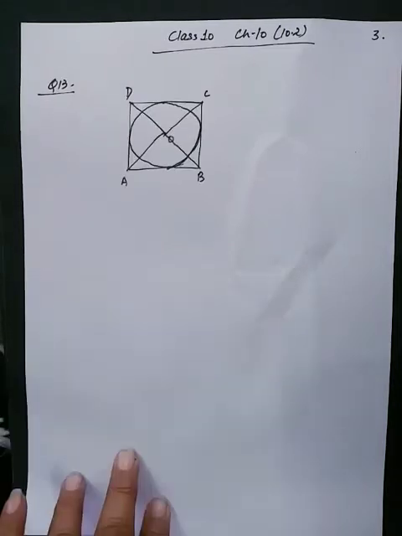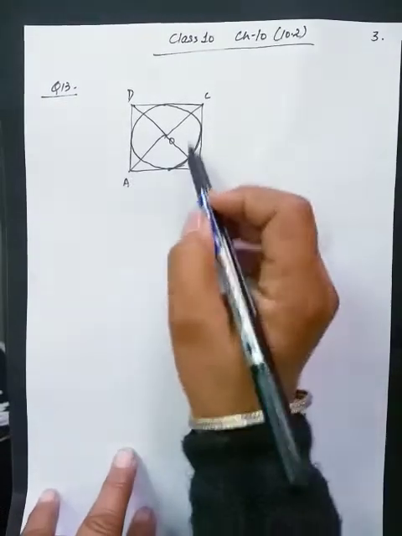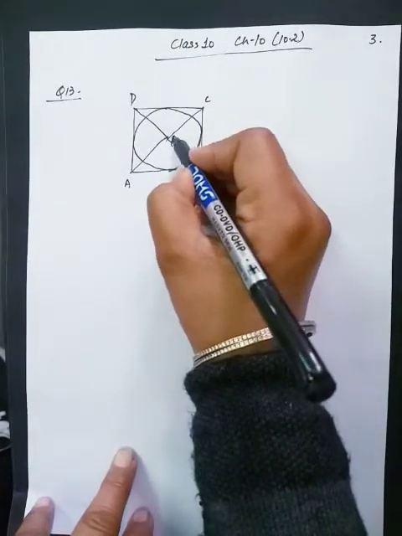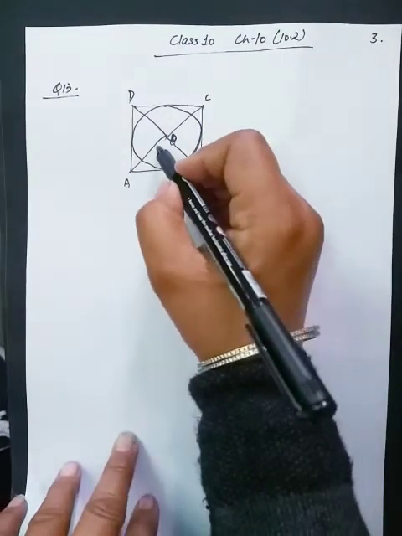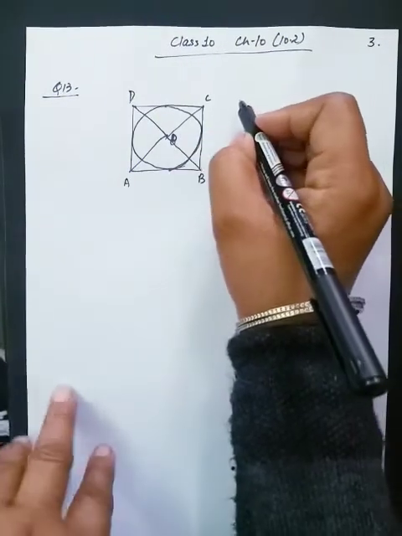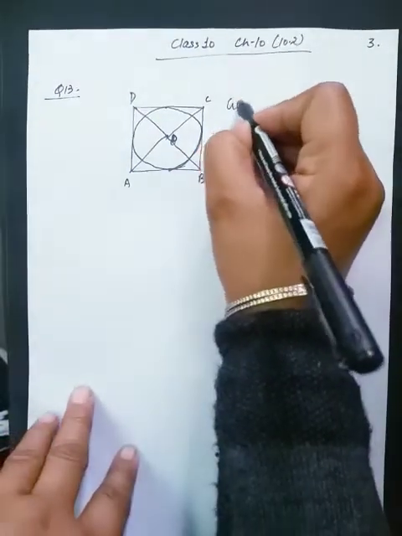Question number 13. Prove that the opposite sides of a quadrilateral circumscribing a circle subtend supplementary angle at the center of the circle. Let us draw the figure for this question. In this question, ABCD is a quadrilateral circumscribing a circle with center O. And we have to prove that angle AOB plus angle DOC is 180 degree.